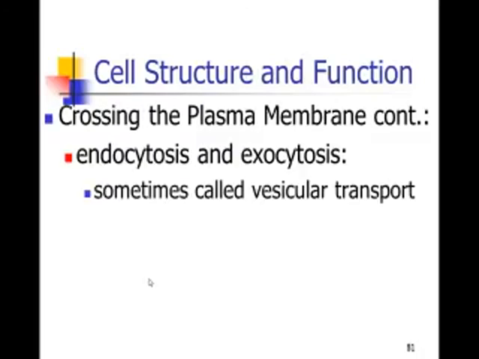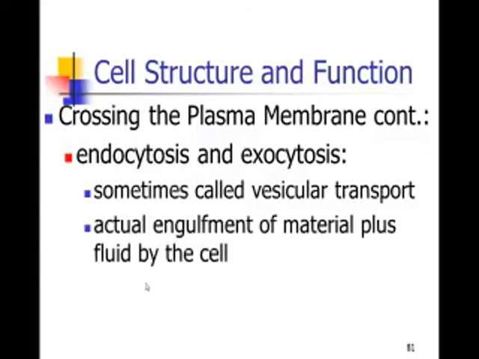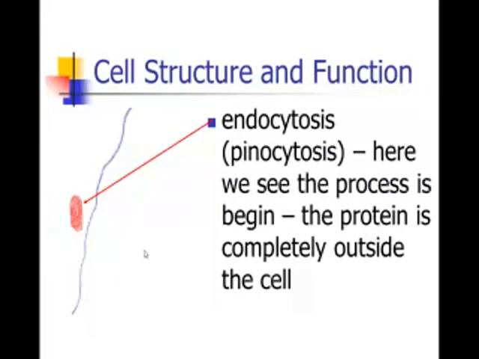Another kind of transport that we have is endocytosis and exocytosis. Sometimes these are referred to as vesicular transports because vesicles are involved. In endocytosis, engulfment of the material actually occurs. The cell surrounds what is going to be brought into the cell, plus some of the fluid outside the cell gets brought in as well. So here is a case of a cell beginning endocytosis, or pinocytosis, which is a subdivision of endocytosis. This actually means the cell drinking.